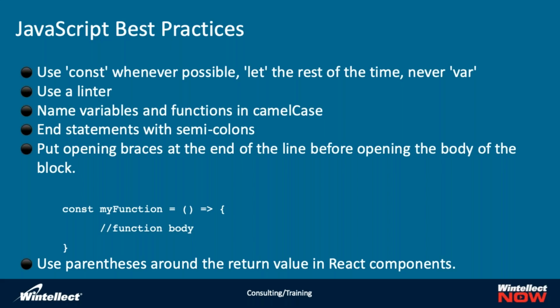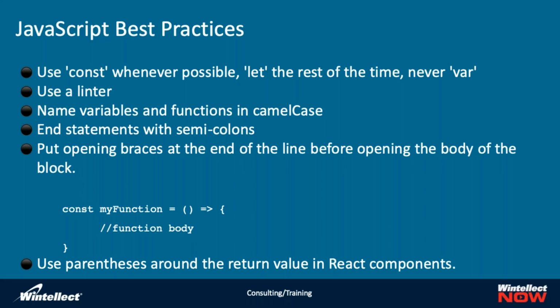When you're writing functions in JavaScript, put your opening braces at the end of the line before opening the body of the block. So in this example here, we have a function. This is an example of an arrow function, and there's always a debate about whether that opening curly brace goes in the next line or goes in the same line with the name of the function. Most people will tell you that the correct way to do it in JavaScript is to put your opening curly brace there on the same line.